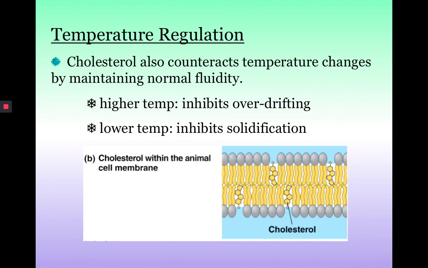Now, animal cells have a cheat. Okay, they can use cholesterol. Cholesterol also counteracts temperature changes by maintaining normal fluidity. Okay, the higher the temperature, this is going to inhibit overdrifting, and the lower the temperature, it's going to inhibit solidification. So rather than having to change the structural makeup of the fatty acids within the membrane, we just have cholesterol embedded within, and that helps to maintain membrane fluidity.